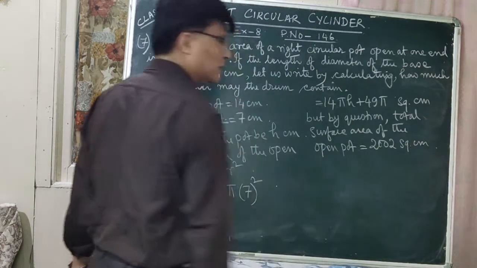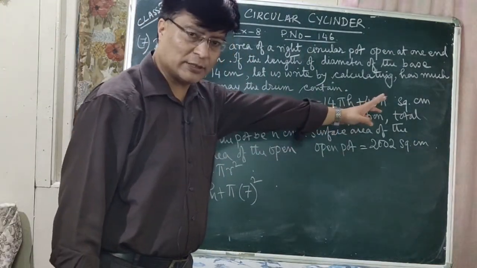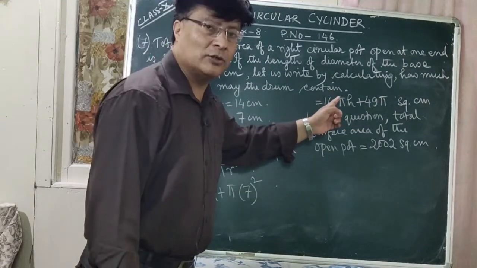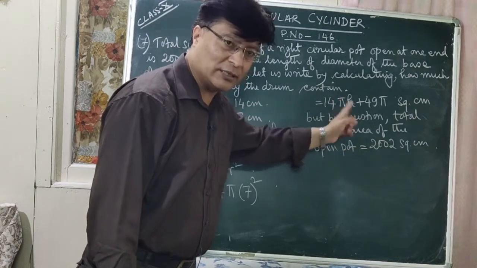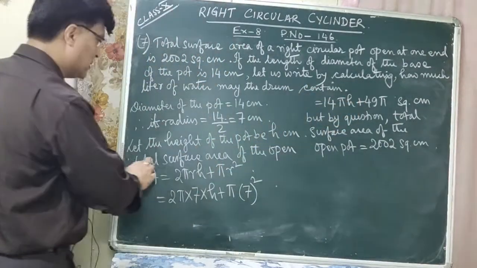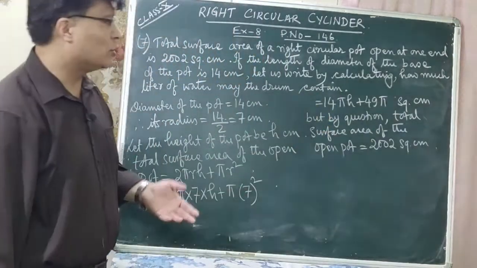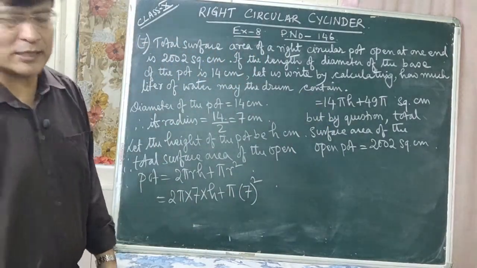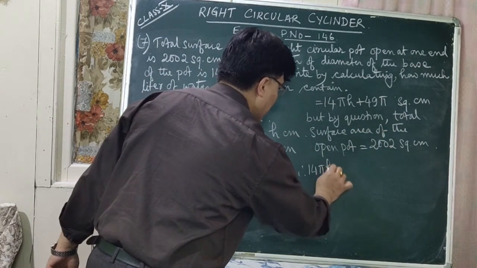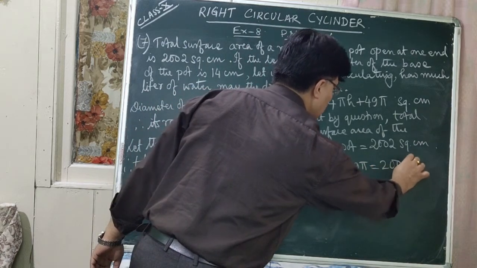This is by question. But earlier what did we find? 14 pi h plus 49 pi square centimeter, but by question it is 2002 square centimeter. So we can equate these two, isn't it? These are the same. This 14 pi h plus 49 pi is the total surface area of the open pot. This 2002 is by question, that is the total surface area of the open pot is 2002 square centimeter. That means you can equate these two. So this is 14 pi h plus 49 pi is equal to 2002.